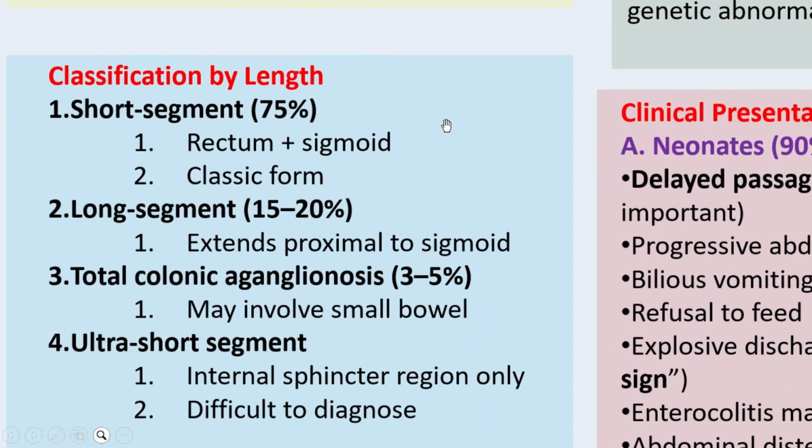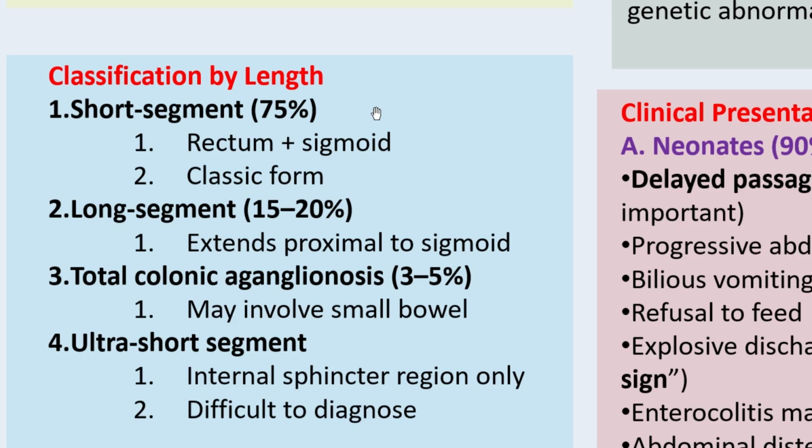So we're going to look at the classification. We have a short segment, which covers about 75% of Hirschsprung's disease. In most cases, the rectum and the sigmoid are affected, and it's the classic form. Then we have the long segment, which occurs in 15-20% of cases. Here we have extension of the lack of ganglia from the rectum proximal to the sigmoid, so you find that even the proximal colon is affected.